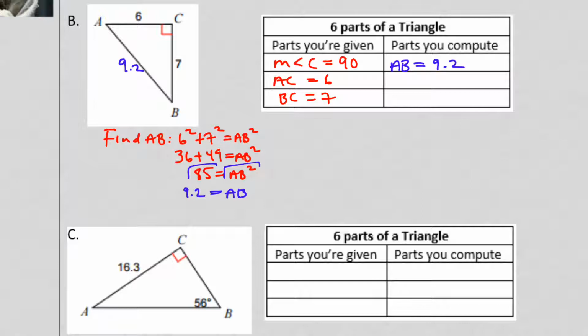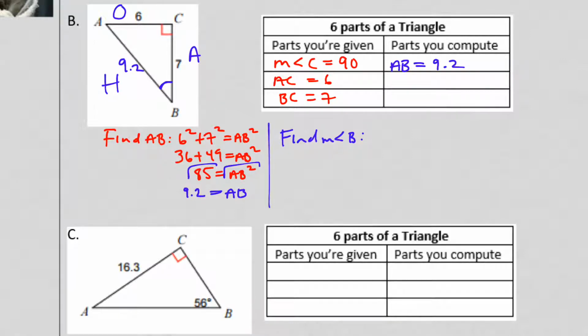Next, to find my missing angles here, I'm going to choose to use SOHCAHTOA. So again, I'm going to first look to find the measure of angle B first. So I'm going to choose angle B as my reference angle. So with that, my hypotenuse is 9.2. The side opposite angle B is going to be 6, so that's my O for opposite, and then my adjacent side is going to be 7.